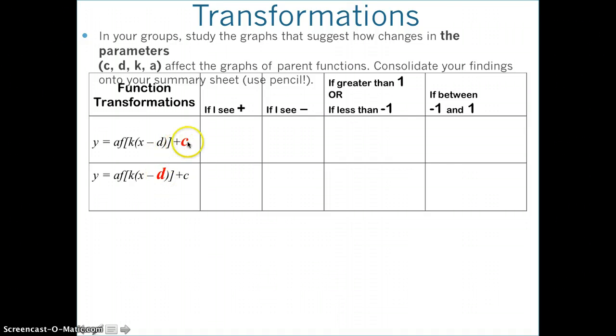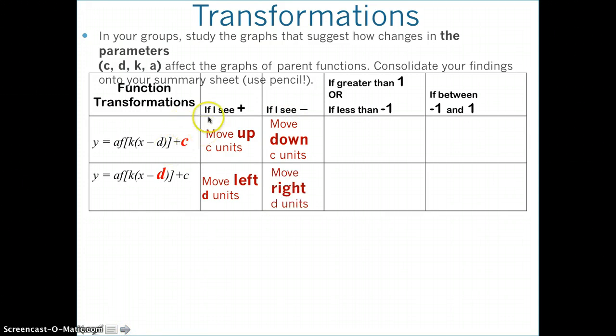So whatever C is, whatever this number that's tacked on at the end is, if that number is positive, that means your whole function is going to move up. If the number is negative, that means the whole function is going to move down. For D, that's what moves things left and right. That's our horizontal shift. So if you see a positive D, you're actually going to move left, and if you see a negative D value, you're actually going to move right.